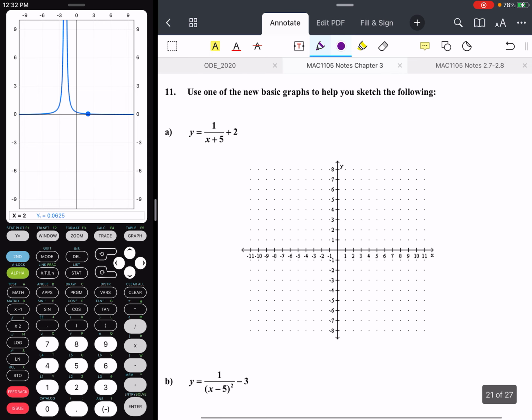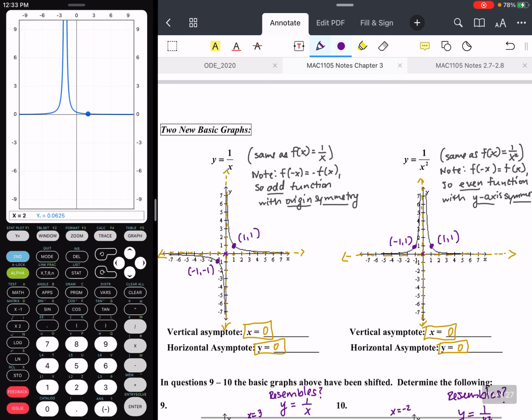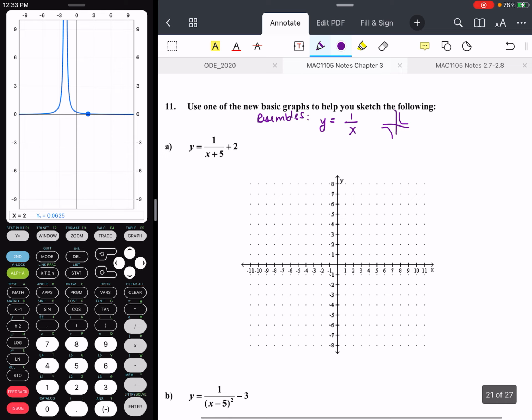Okay, number 11, use one of the new basic graphs to help you sketch the following. So y equals 1 over x plus 5 and then plus 2. This resembles y equals 1 over x. And this is my function where it appears in the top right and the bottom left. Sorry, that's a terrible sketch, but this one that we saw on the top left here, 1 over x. So 1 over x plus 5 would bring us to the left 5, and then the plus 2 is going to bring us up 2.